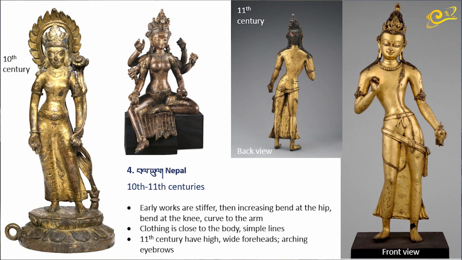Notice how the clothing is quite close to the body. The garments are very thin, reflecting the climate. And also we can tell that by the 11th century, the foreheads of the deities get quite wide, the eyebrows are high and arching, and overall the face kind of opens up in a way that we hadn't seen with the previous sculptures. Something to notice about Nepali art history is that the Malla period created some of the most incredible, impactful works in all of Himalayan art history.